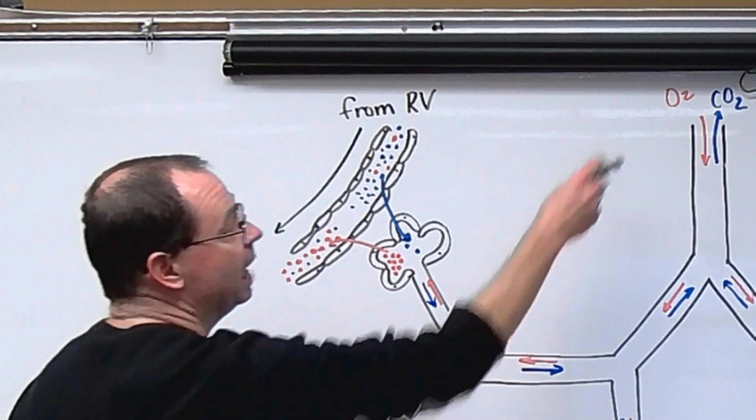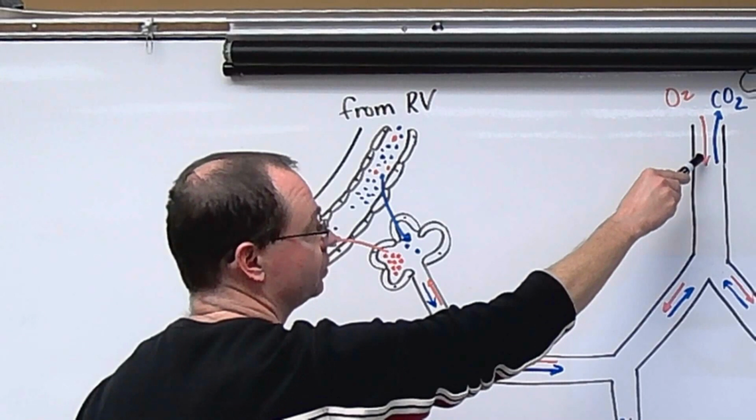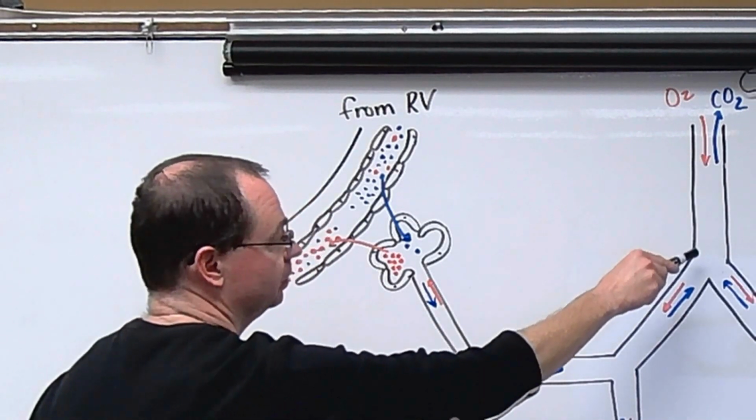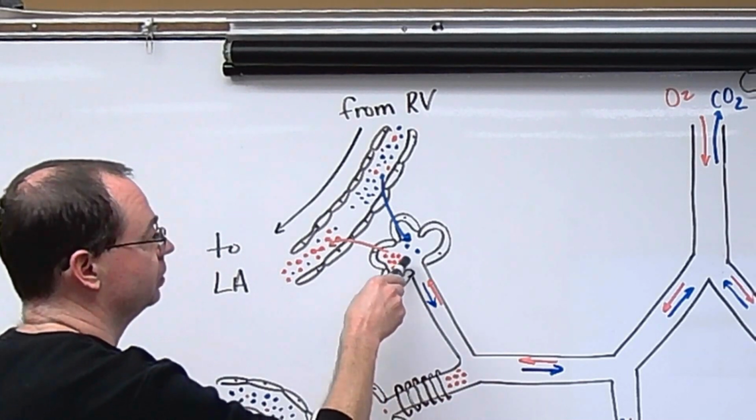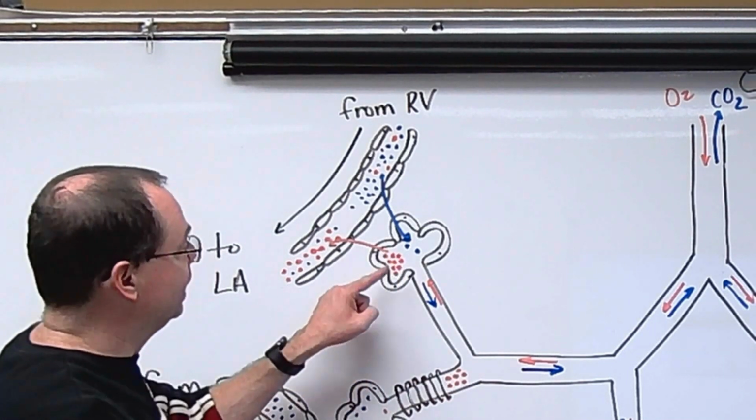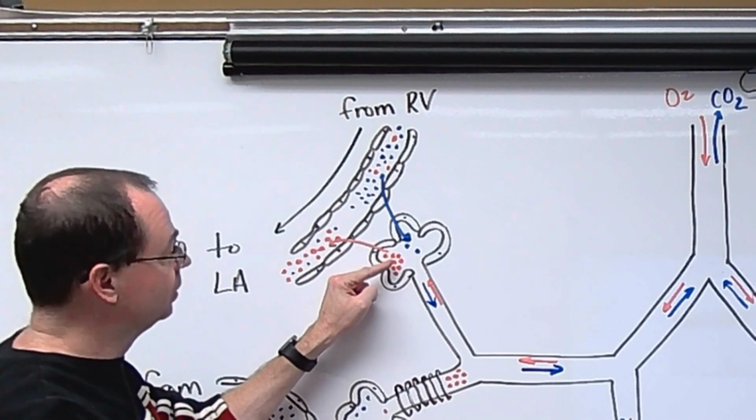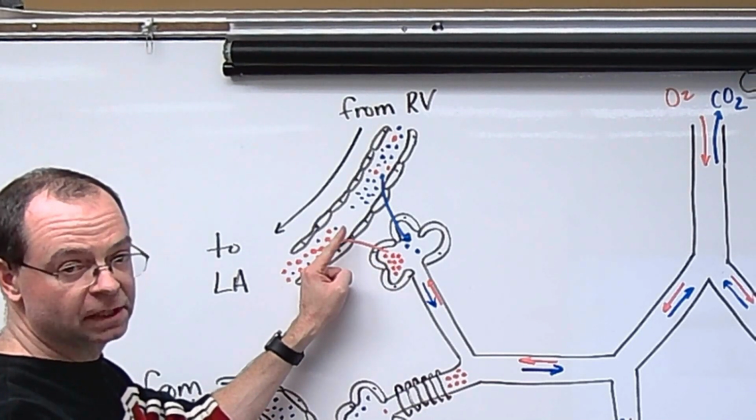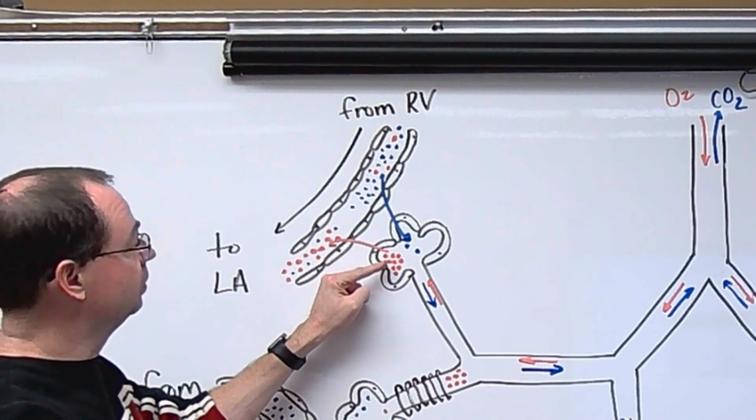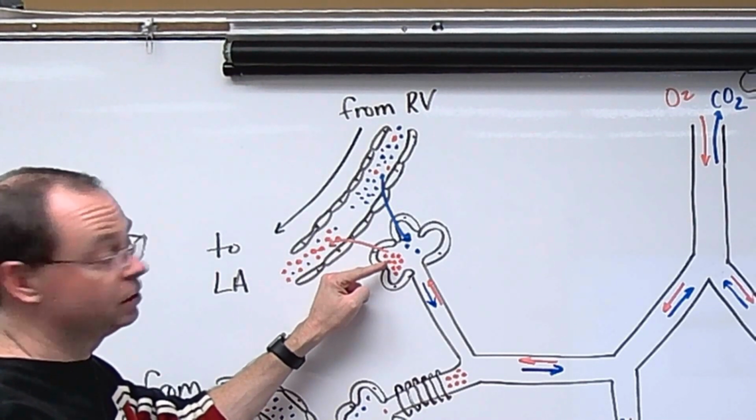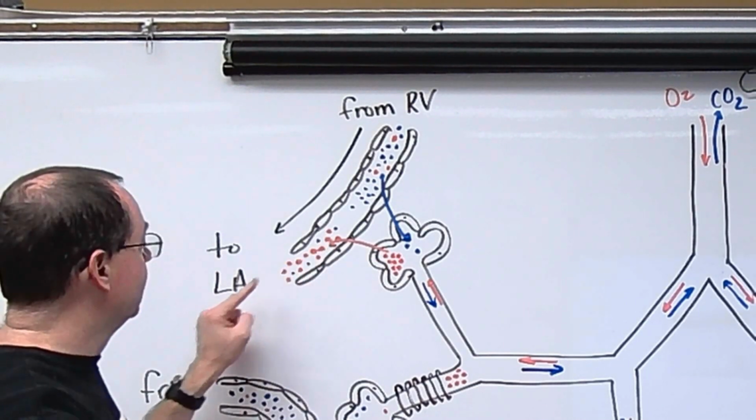On inhalation, atmospheric oxygen will be brought in down through the larynx, through the trachea, bronchus, bronchioles, to the alveoli. And now we have a high concentration of oxygen within the alveolar space, low concentration within the capillary space. So oxygen will undergo simple diffusion and diffuse down its concentration gradient from high to low and enter the bloodstream.